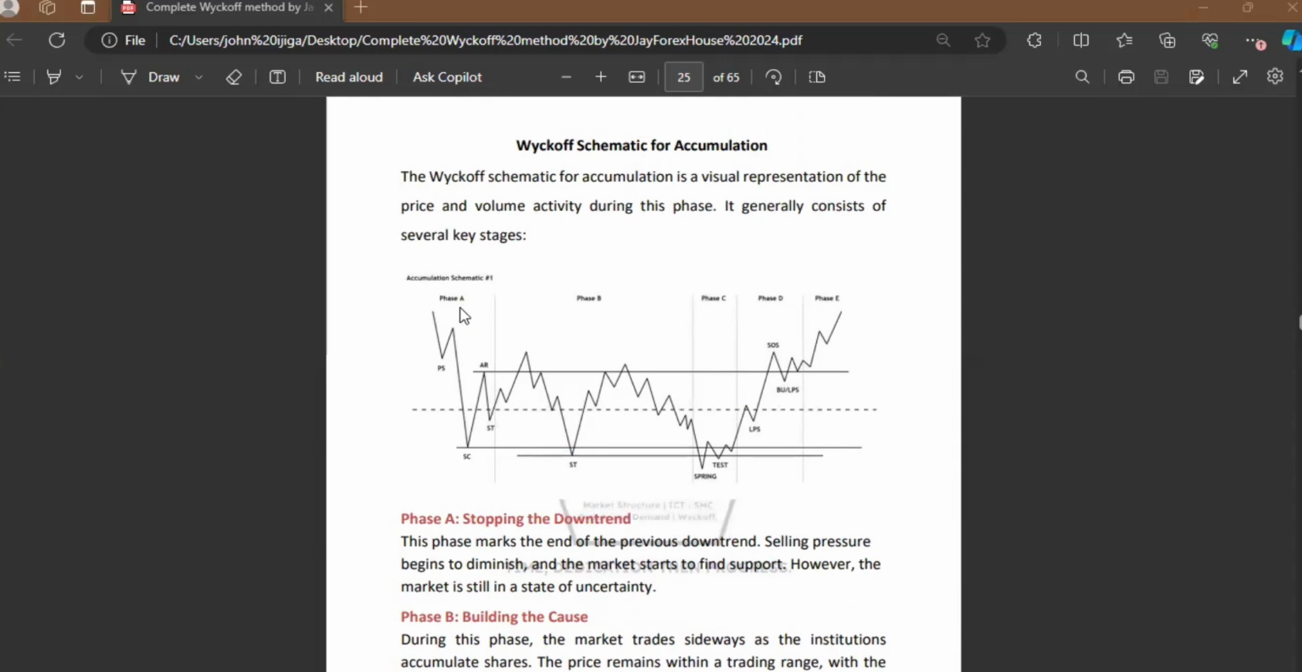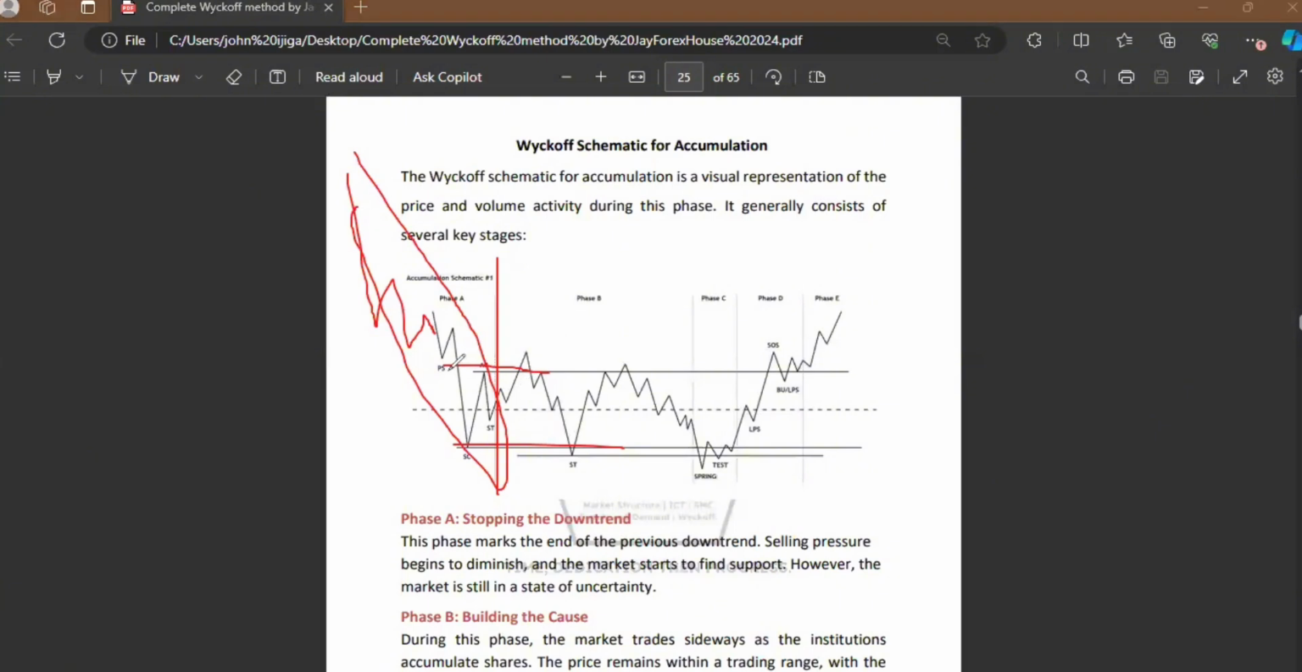Now, when it comes to phase A, this is more the end of the previous downtrend, because I told you this is happening within discount. So obviously, price will be riding the trend from the upside to the downside. This marks the beginning of the end of this downtrend. The market starts to create the beginning of the consolidation area. So we start to see more support and resistance, bullish and bearish correction patterns happening.